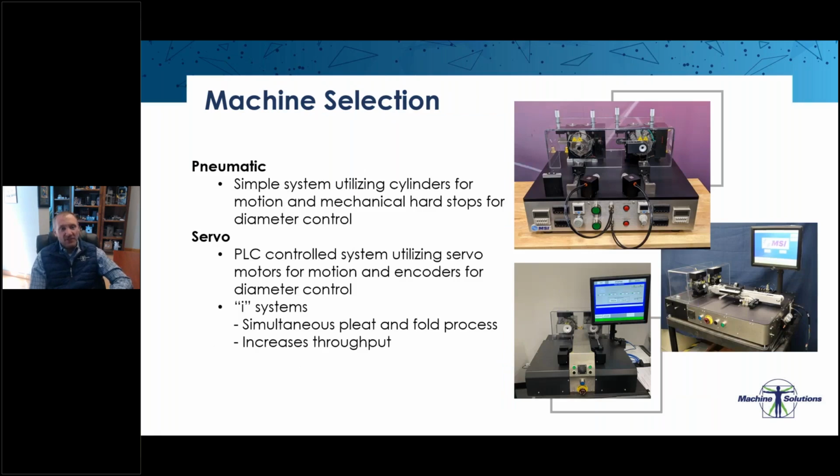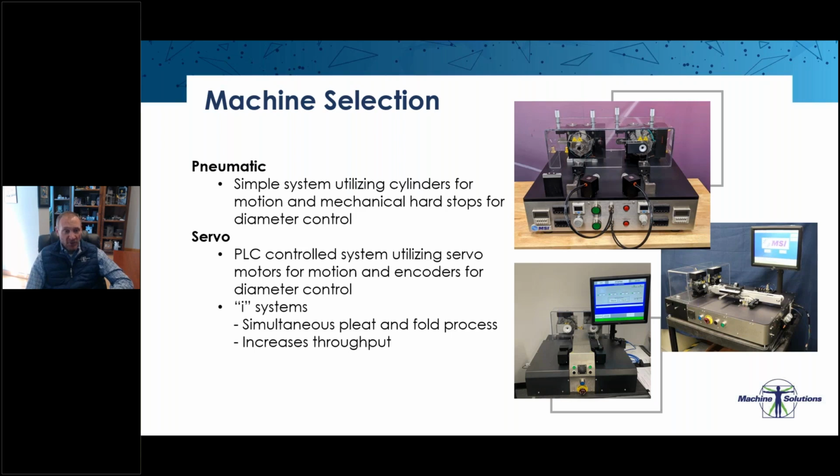For machine selection, we have 2 basic types of machines, pneumatic and servo. The pneumatic systems utilize cylinders and air pressure to open and close the heads, and mechanical hard stops to control diameter. The pressure can be adjusted by the user to apply various amounts of force on the pleat or fold side, and the hard stops can also be adjusted to create different closed diameters for the fold head or open diameters for the pleat head.